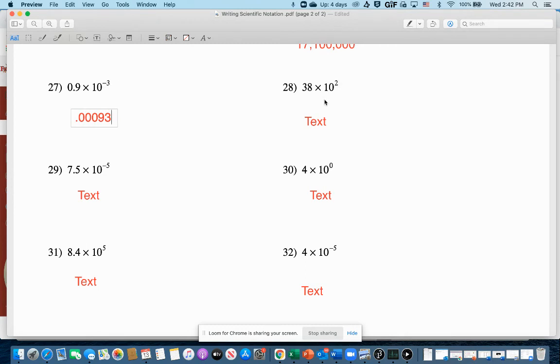2 means it's getting bigger, so 38. And I'm moving it over 2 to make it bigger. So move it over once to get bigger to 380, 3,800. Put a little comma there.